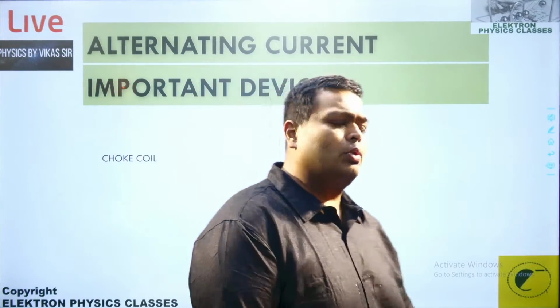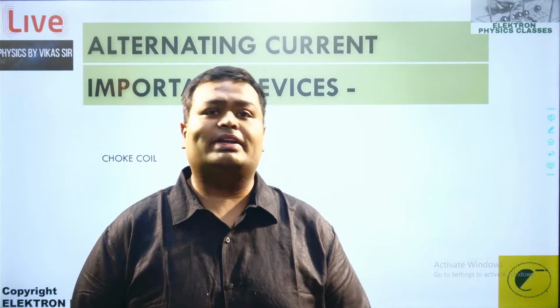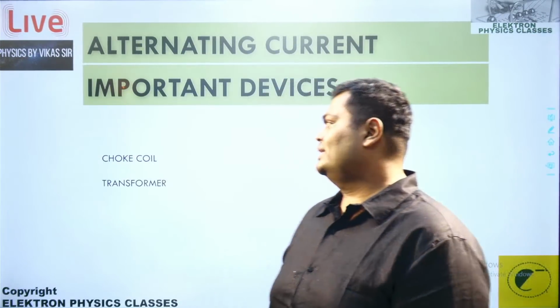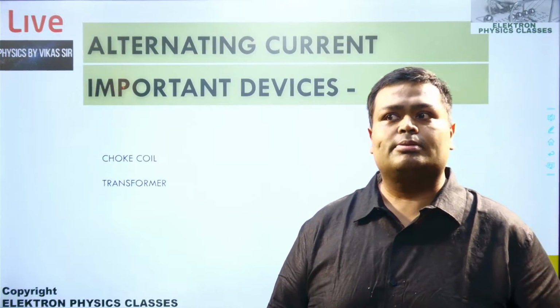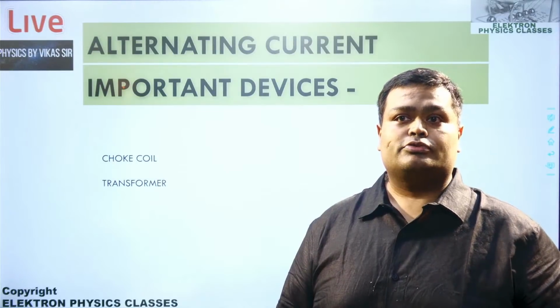The first one is a choke coil, which is used for minimizing the power losses. It's an effective LR circuit in which the R is kept low and the L is kept high. The next important device is a transformer, the most efficient device. Please focus on the principle behind that and also upon the idea of the losses inside the transformer, right?